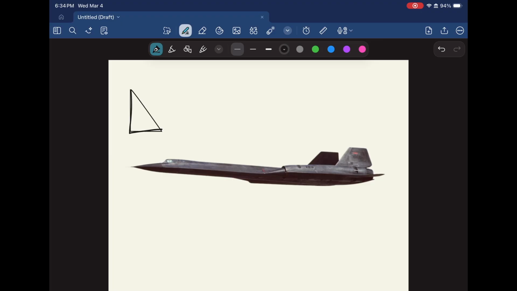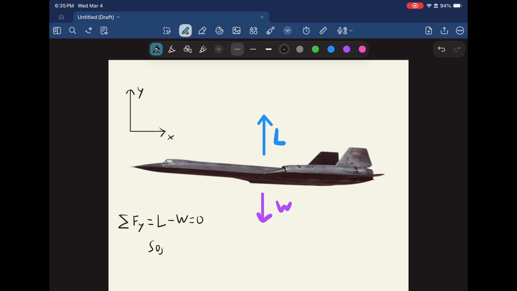The first step is going to be to define a coordinate system so we can keep our bearings straight. Following that, we're going to label our force upwards, which is going to be the lift on the aircraft, and we are going to label our force downwards, which is the weight of the aircraft being acted upon by gravity. We then sum up our forces in the y direction, where we have lift minus weight equal to 0, since there is no change in altitude within this scenario.